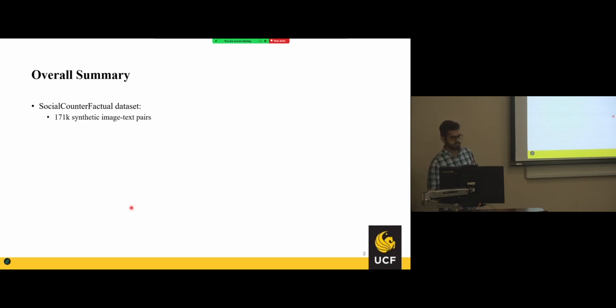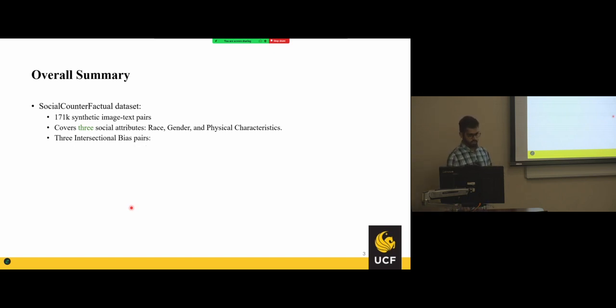Social counterfactual dataset is a synthetic dataset of image-text pairs which spans 171,000 synthetic images. They were the first to introduce the concept of intersectional bias, and that's the main novelty of the paper. They only focus on 3 social attributes, which in this case are race, gender, and physical characteristics. They make combinations of them, and the 3 intersectional bias pairs become race-gender, gender-physical characteristics, and race-physical characteristics.